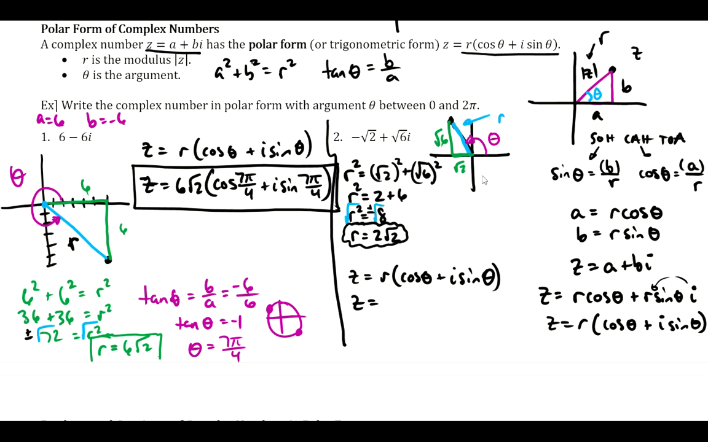Now I need the angle. Okay, so let's do that in purple. So I've got the tangent of theta is equal to our opposite over adjacent, or, sorry, b over a. So our a is negative radical 2. Our b is positive radical 6. So we would have positive radical 6 over negative radical 2. Now, the radicals would simplify with each other. This does become negative radical 3. So 6 divided by 2 is 3.